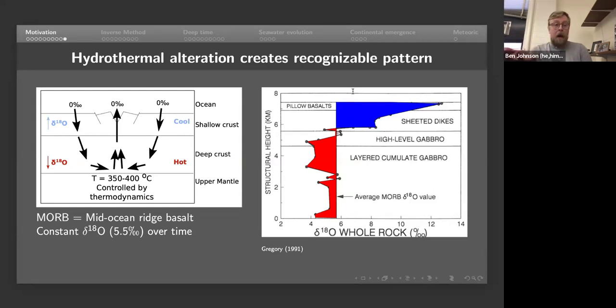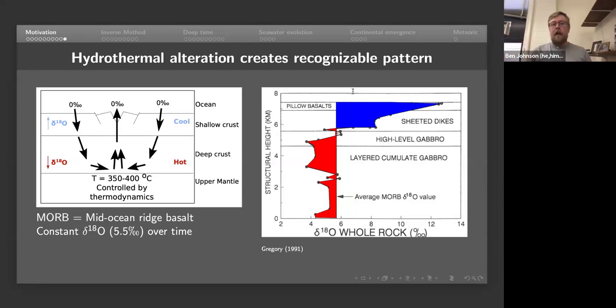So we know these rocks start at about 5.5 per mil. When you extract partial melt from the mantle, the mantle is pretty consistently about 5.5 per mil in its oxygen isotope values through time, and so the basalts will match that same value. So we start at 5.5 per mil, and indeed the upper part of the crust has a higher δ18O value due to that low temperature interaction with hydrothermal fluids. And as you move deeper into the crust, the opposite relationship is indeed observed.